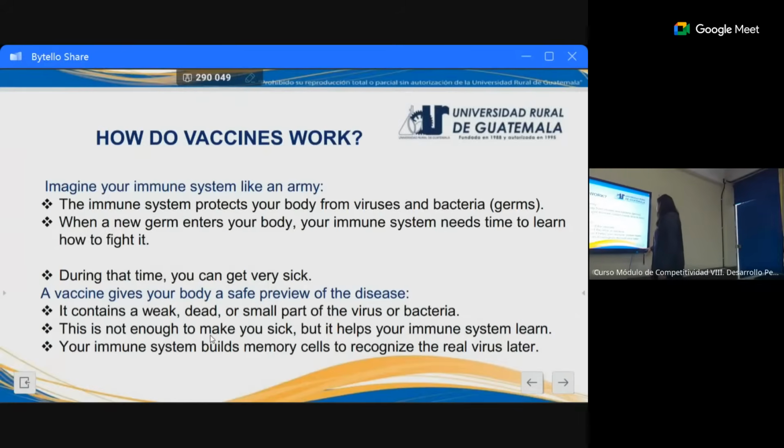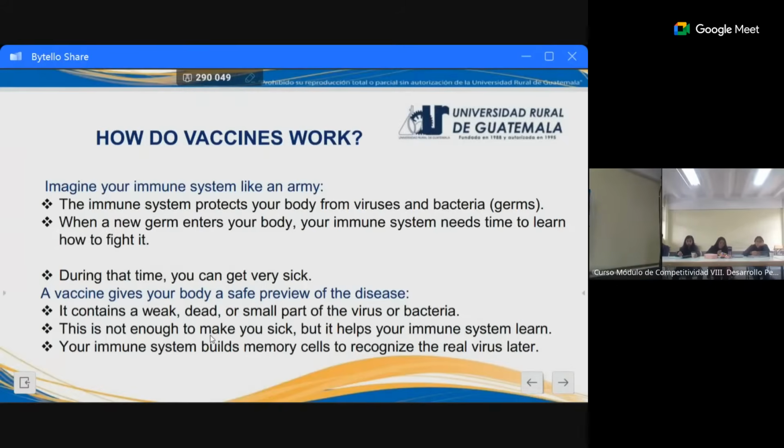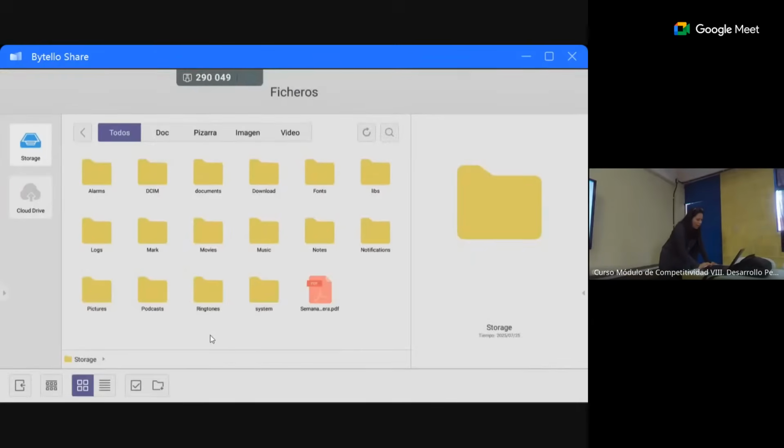So now I'm going to share with you the video, and you're going to see the way it really works. Here you will understand how important it is to get vaccinated. Sometimes you might be afraid because you don't know what has been administered to your body, and you might be wondering how it works. That's why I'm going to share this video with you now.